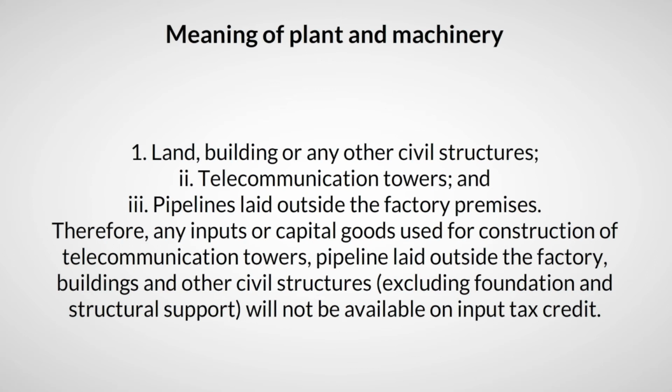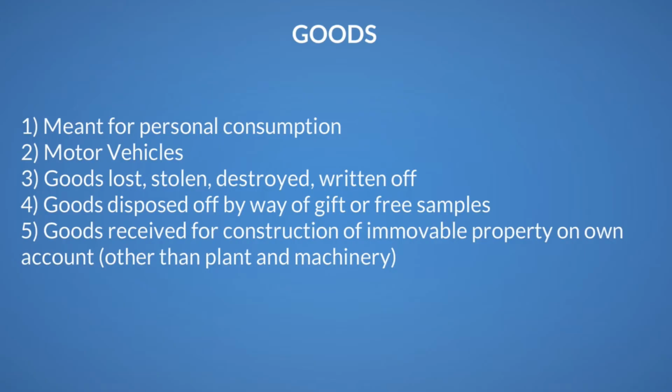1. Land, building or any other civil structures. 2. Telecommunication towers, and 3. Pipelines laid outside the factory premises. Therefore, input tax credit will not be available on any inputs or capital goods used for construction of telecommunication towers, pipelines laid outside the factory, buildings and other civil structures, excluding foundation and structural support.